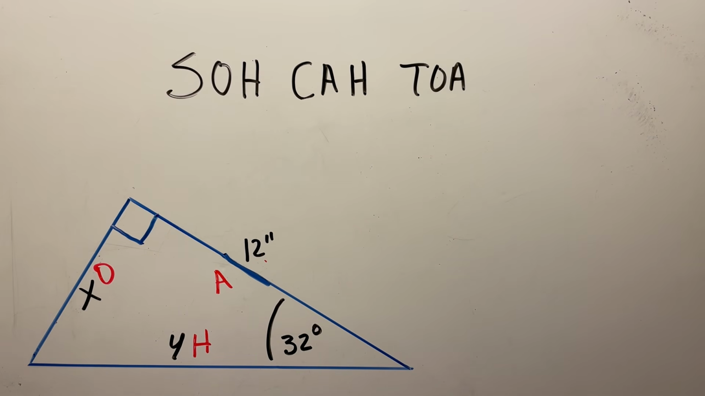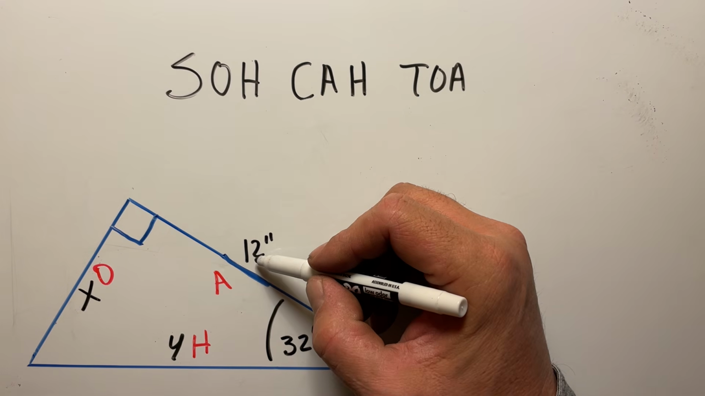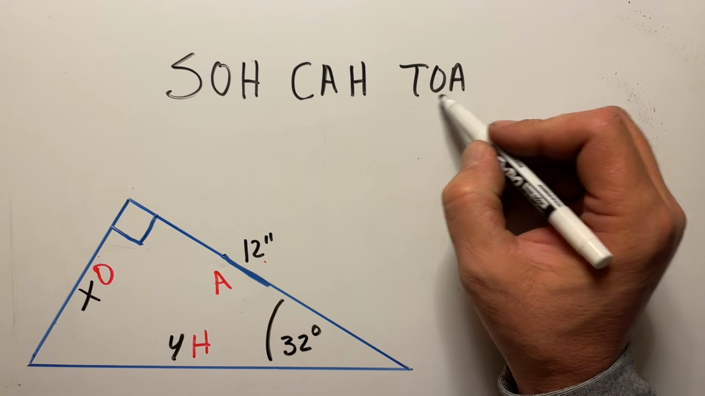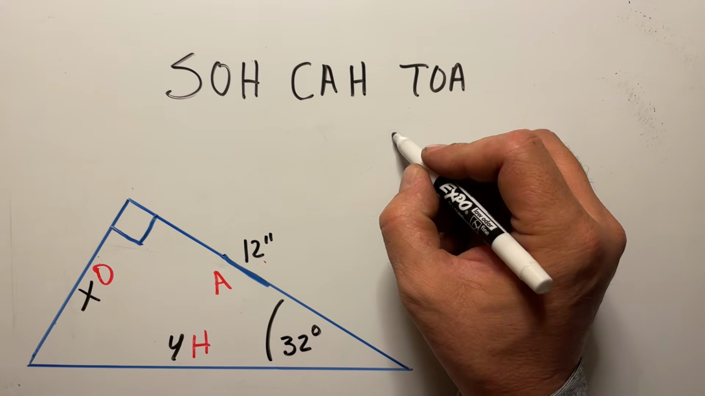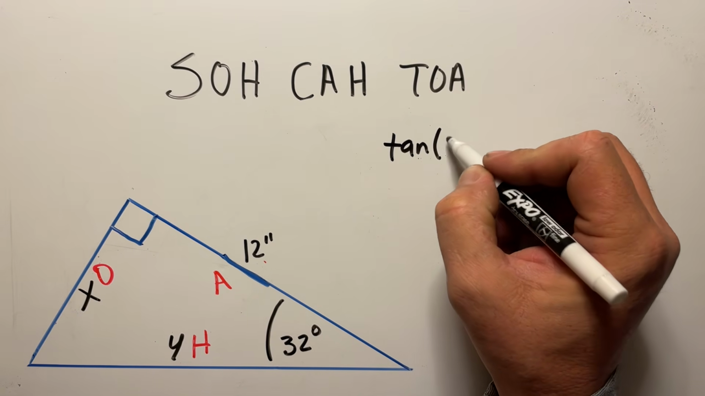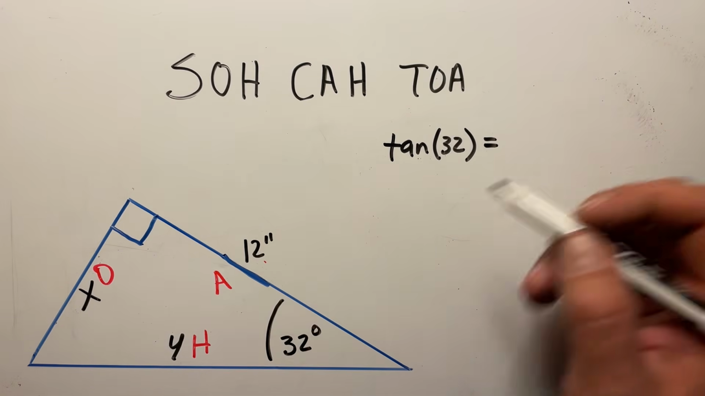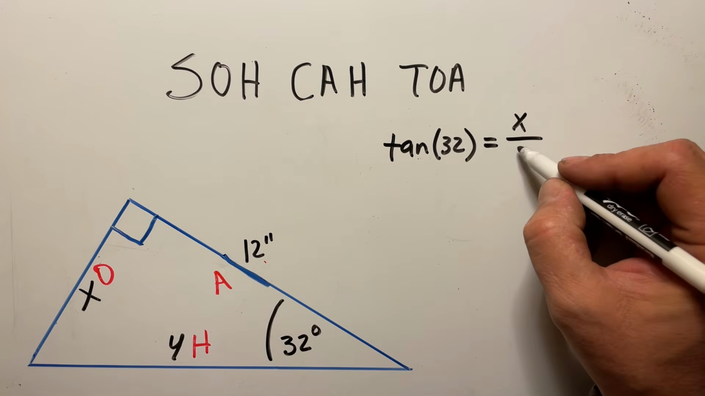So now we have our triangle labeled correctly. Our next step is to determine which of the trigonometric functions we need to use in order to first solve for x. We have our angle, we know the adjacent side, and we want to find the opposite side. So in this case, we're going to use the tangent function. We'll write this as tan 32 equals the opposite, which we don't know and have labeled x this time, over the adjacent, which is 12.